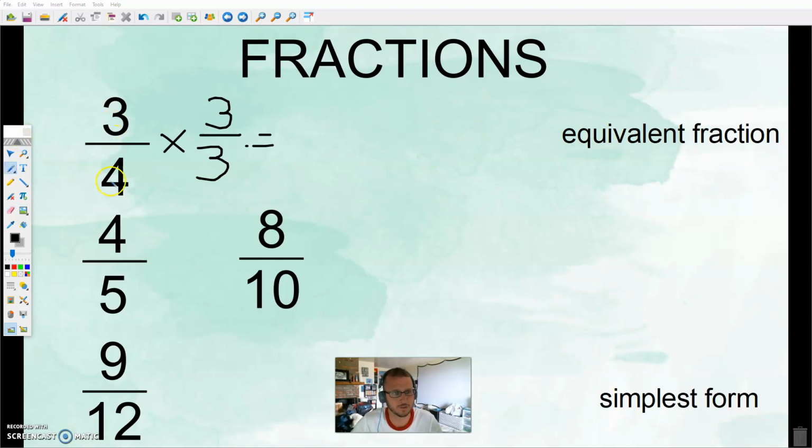So if I'm going to multiply 3/4 by 3 over 3, I just multiply the top and the bottom number. 3 times 3 is 3. 3 times 4 is 12. So 3/4 is the same as 3/12.